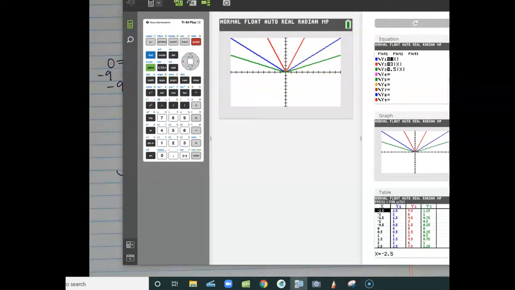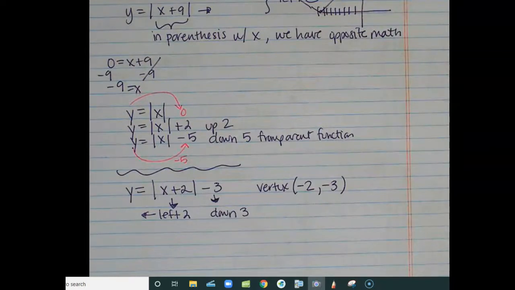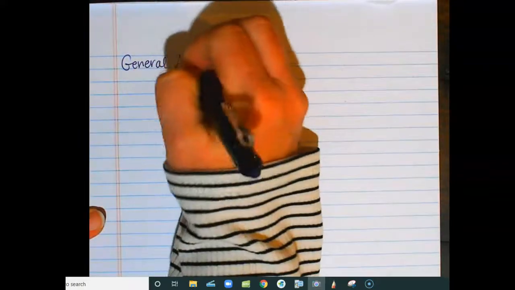Okay, let's take all of this and make some rules about it, and then see if we can do some graphs for homework. So our general rule is this. So this is for general, all absolute value graphs.